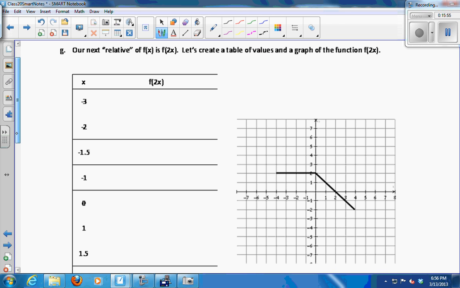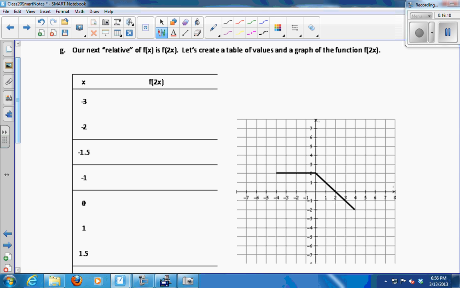Okay, next relative. Still working with multiplication, but this time I'm multiplying inside the parentheses. I'm taking my x value and multiplying it by 2 before I apply the rule f. So previously, I was applying the rule f and then multiplying. Now I'm going to multiply and then apply the rule f.